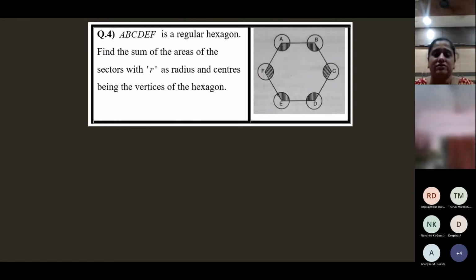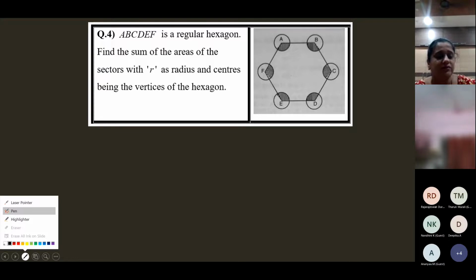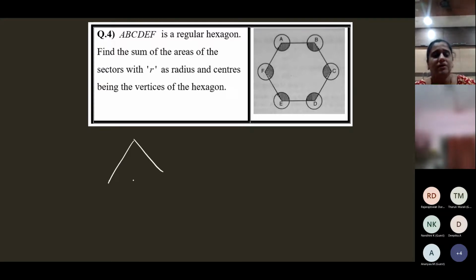ABCDEF is a regular hexagon. A hexagon is a six-sided polygon. Regular hexagon means all the six sides are equal and all the six interior angles are also equal. An equilateral triangle is a regular polygon because all the sides are equal and all the angles are also equal to 60 degrees. All three angles are equal.